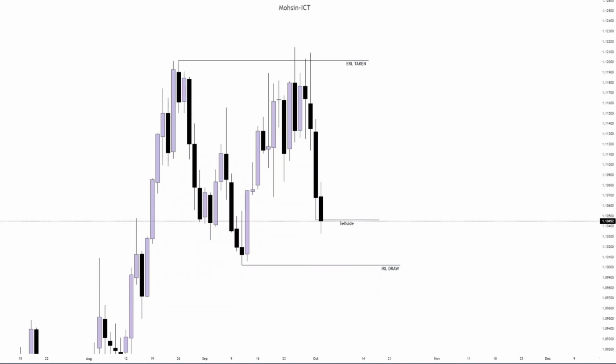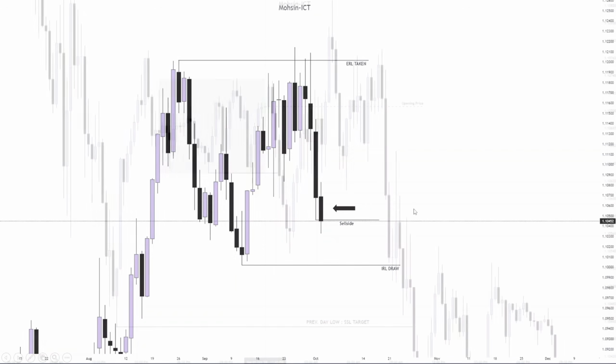Our very first example is of Euro USD. This is daily chart. I actually call these moves inside my free Telegram. We are going from ERL to IRL, buy side liquidity to sell side liquidity. We are targeting the lows, so we will look into this candle right here and look for the opportunities on 15-minute chart and see what is going on.